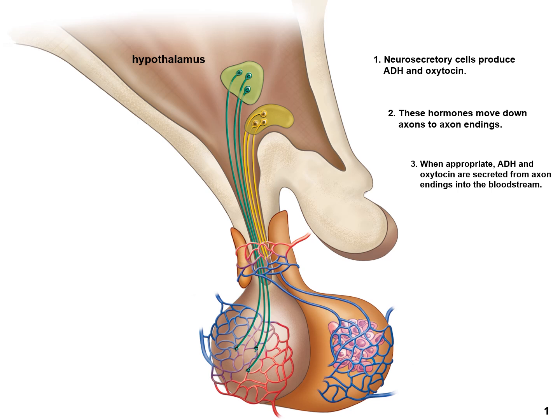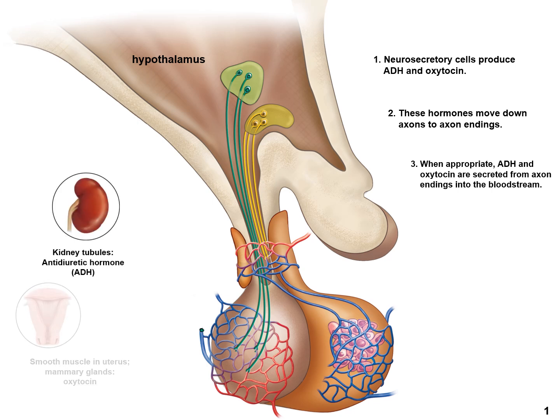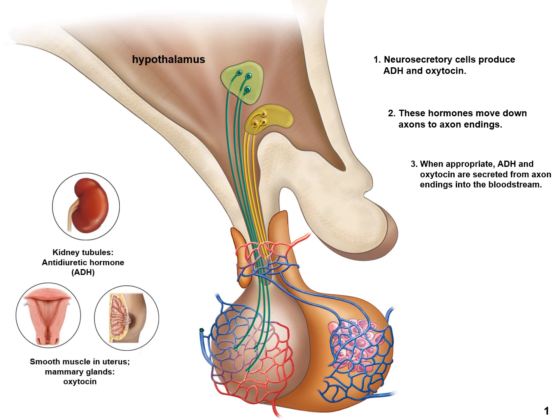Let's take a look at the axon endings. Here you can see ADH and oxytocin, and they get released into the bloodstream. Once they're in the bloodstream, they're able to affect specific tissues, cells, and organs that have the receptors for these hormones. You can see here that kidney tubules have receptors for antidiuretic hormone. What that's going to do is cause them to retain water. And we'll see more detail on this mechanism a little later on in this PowerPoint.